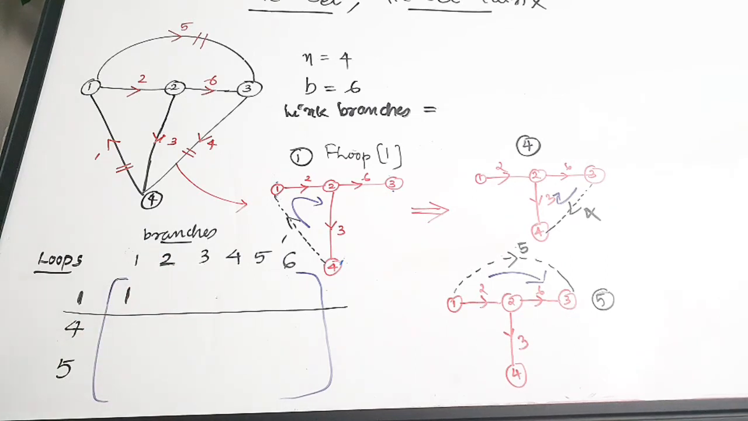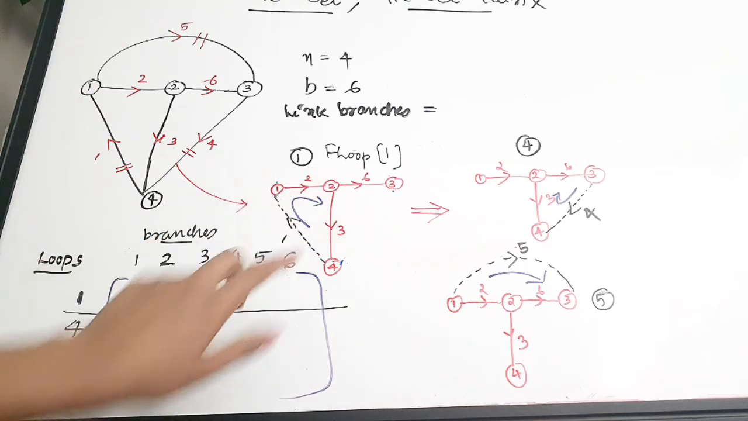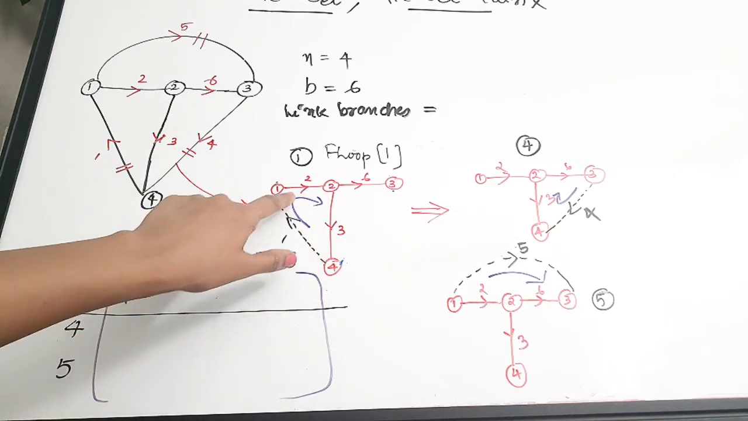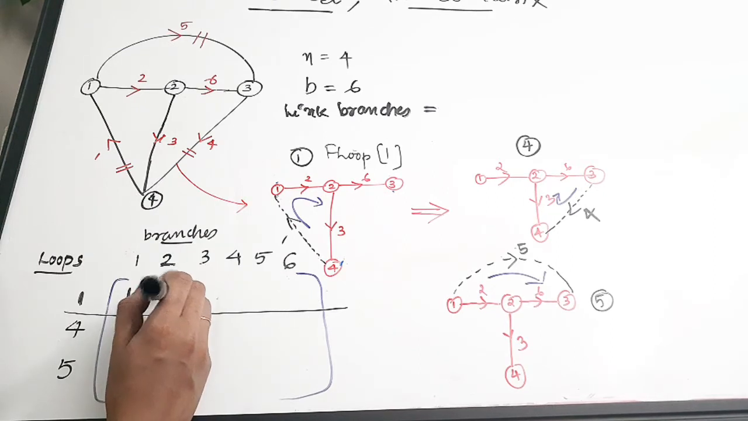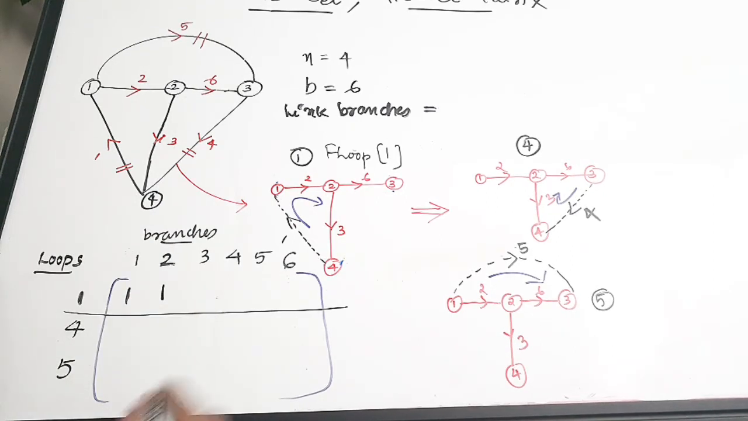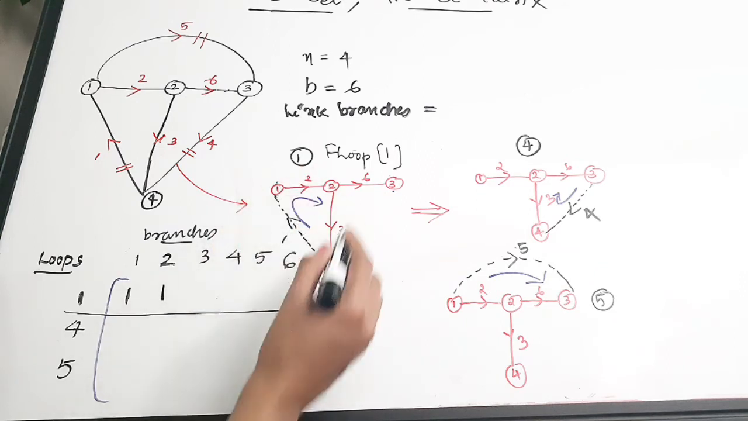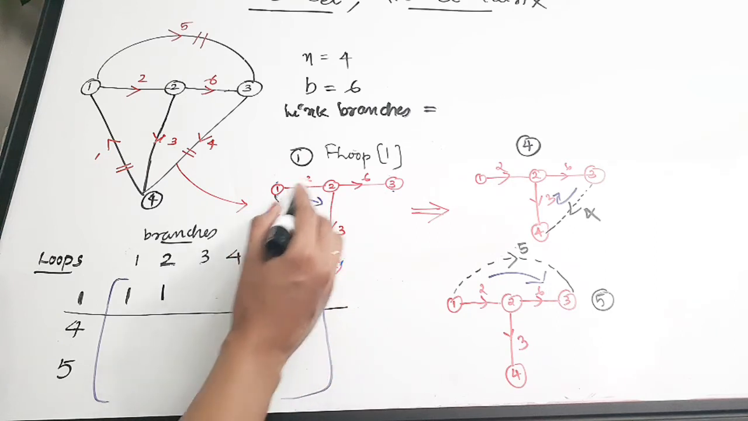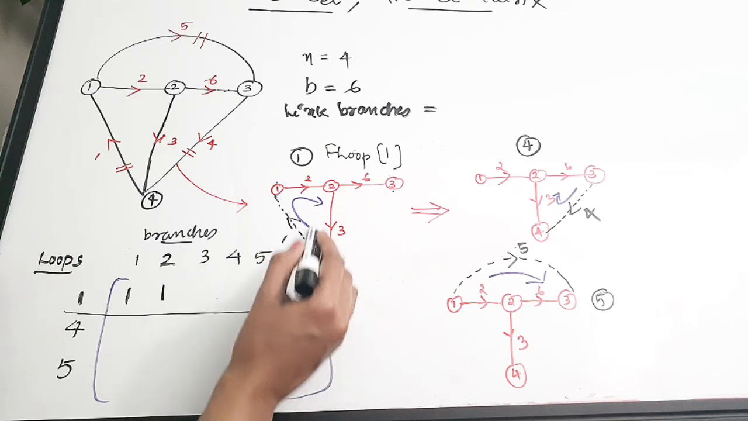Okay. Then, next, let's move to the branch 2, which is also present in your F loop 1. The direction of the branch and the loop, are they same? Yes. So again, 1. Okay. Next, let us look for your third branch, which is again part of your F loop 1. So the branch 3 and this loop, are they in same direction? Yes. See, here it is coming this way. The branch is also in this way.